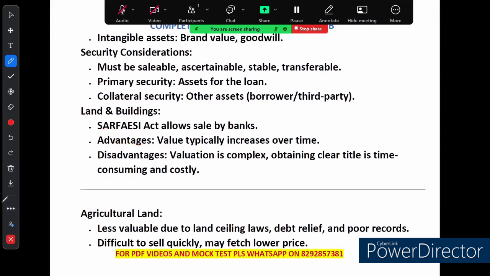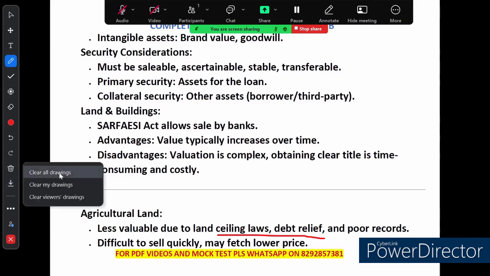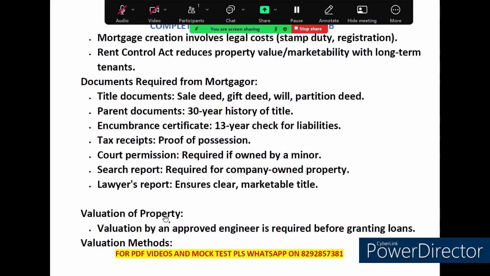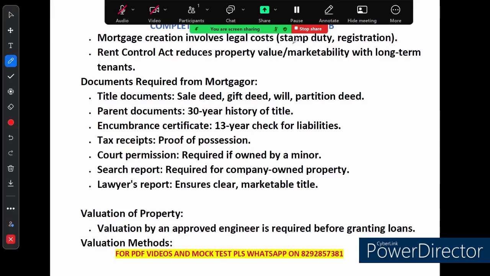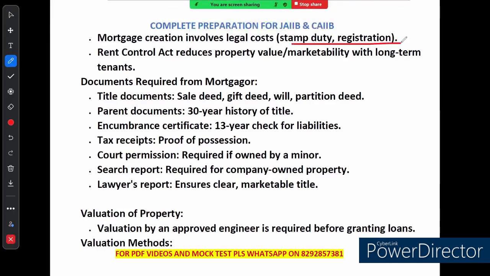Now, agricultural land. Agricultural land is not as valuable as other types of property because of laws like land ceiling and debt relief. So these laws are in place. Because of this, agricultural land is not as valuable. It is also harder to sell quickly and may bring in less money. Plus the legal cost, like stamp duty and registration, adds to the expense.